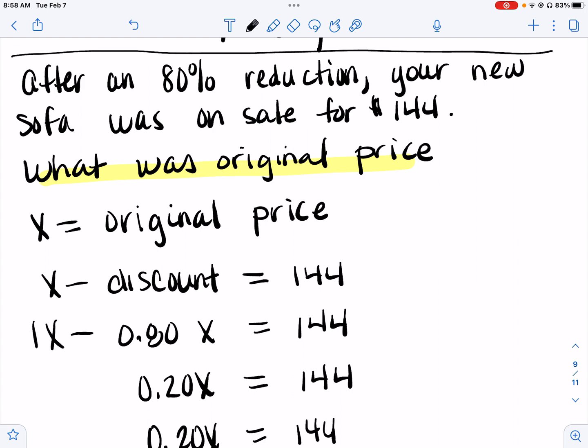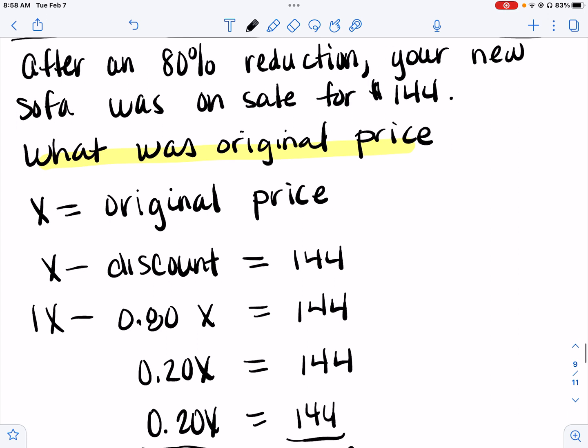After an 80% reduction, your new sofa was on sale for $144. What was the original price? Okay, so x equals the original price. X minus the discount is $144. Well, 80% means 0.80 times the original price is your discount. 80% means multiply 0.80 times the original price.